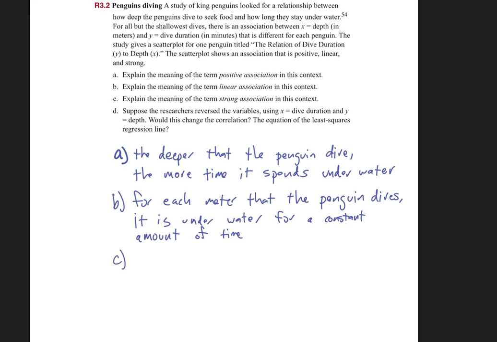Okay, part C, explain the meaning of the term strong association. Okay, so it just means that if you're looking at a scatter plot, the actual points are close to the line of best fit, or you could say the least squares regression line.